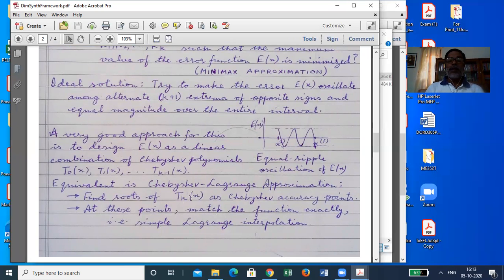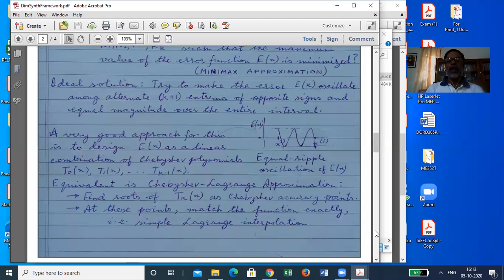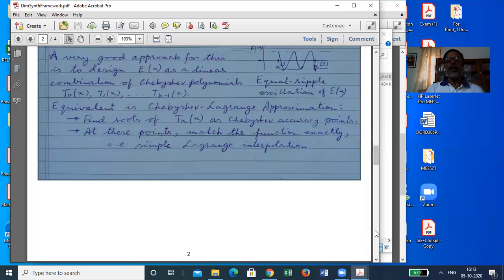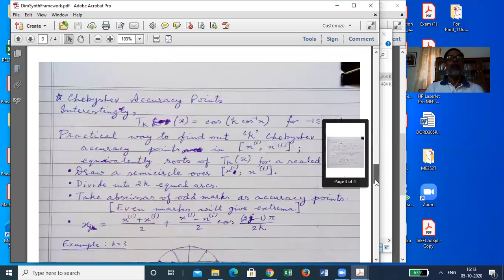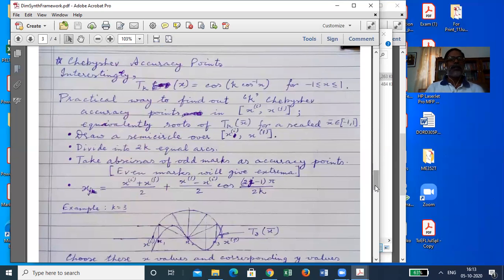However, you have to rescale the variable x from -1 to 1, from whatever xi to xf you have. But then doing this rescaling of the independent variable and doing the actual thing, both of those things you can do together through this interesting, beautiful construction. How to determine Chebyshev accuracy points.